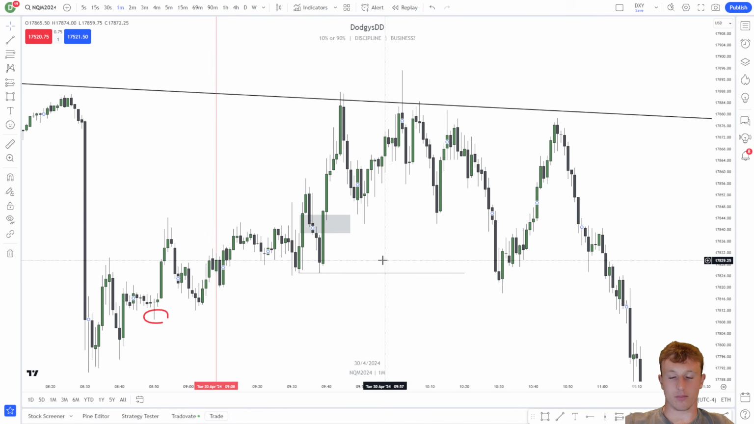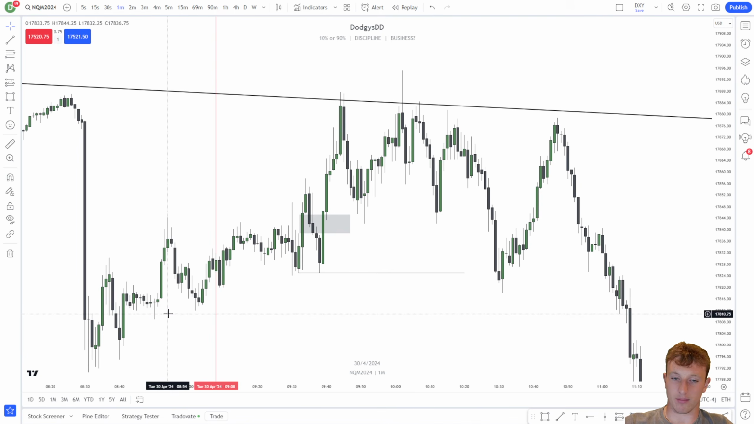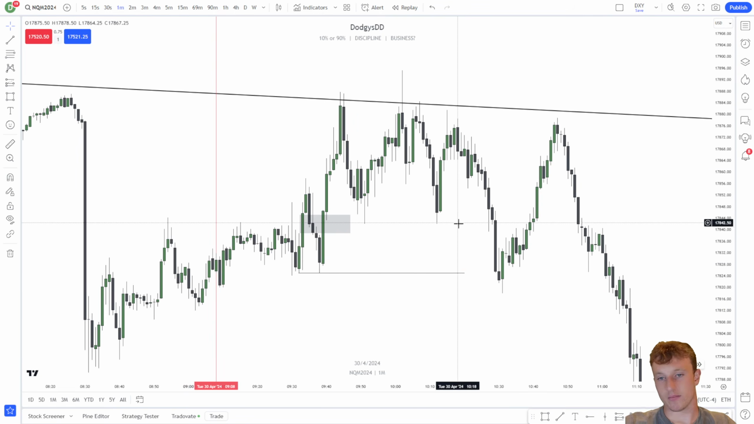But here's the important part. The important part is I'm looking for places where the market might be likely to go. Now I have kind of two areas. So I kind of just keep watching.